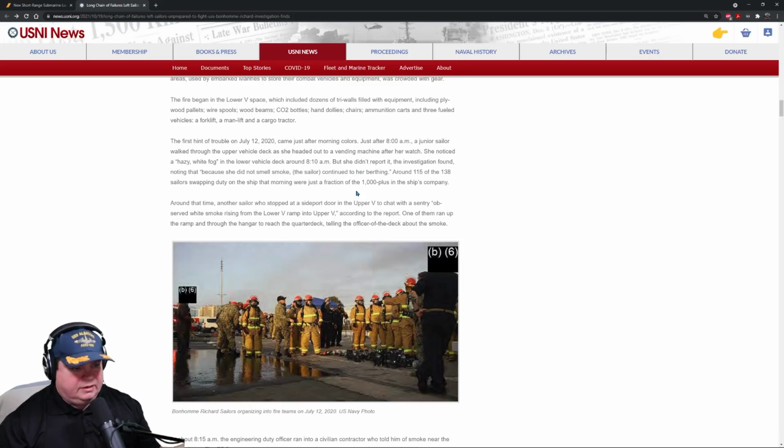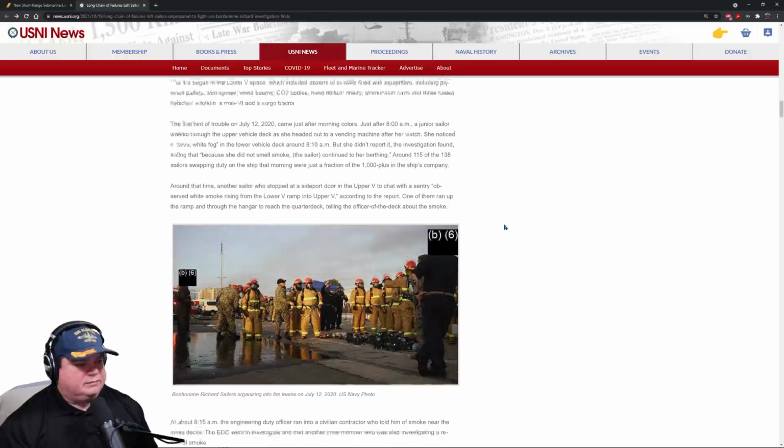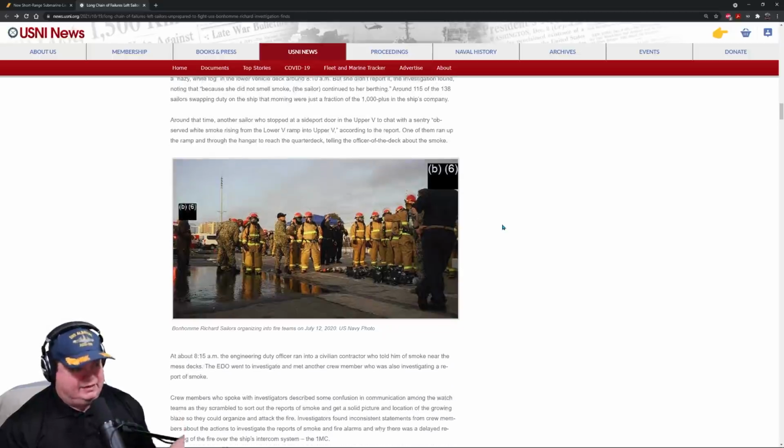Around 115 to 138 sailors swapping duty on the ship that morning were just a fraction of the 1,000 plus of the ship's company. So very few people on board compared to what's normally there. But she essentially walked by smoke and didn't say anything, which blows my mind.